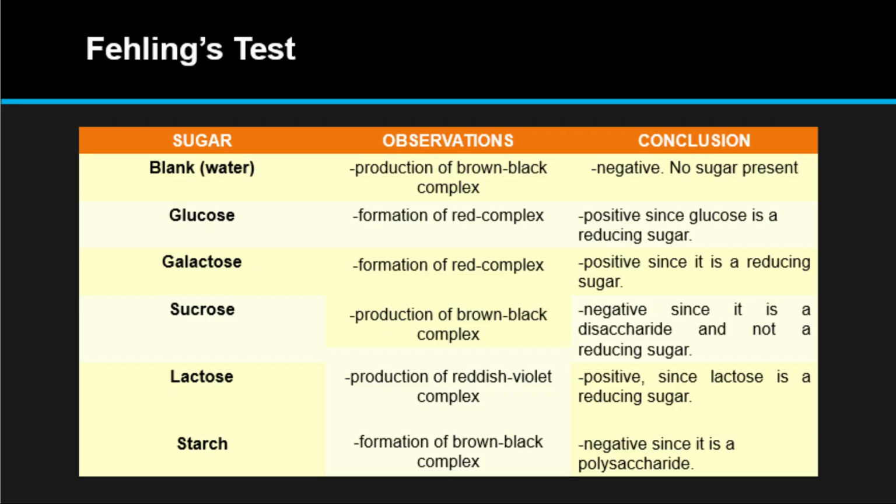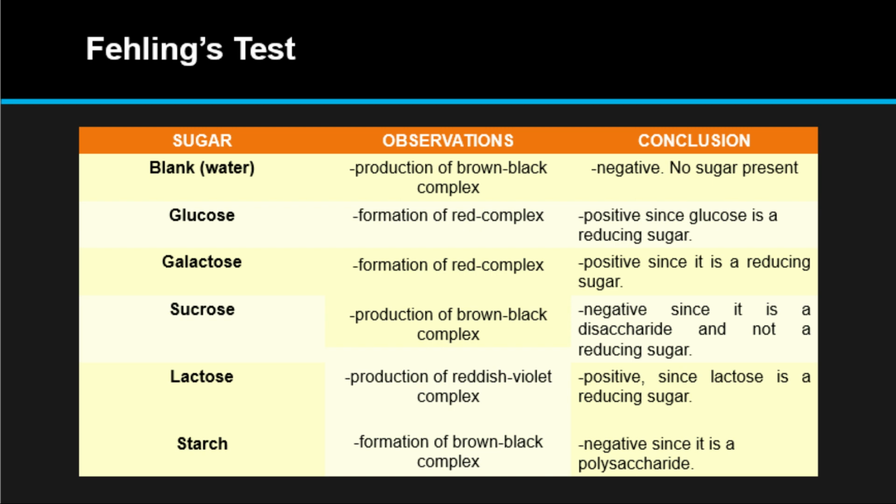Again, here are the results for Fehling's test. Water, blank, negative. Glucose, positive, since glucose is a reducing sugar. Galactose yields a positive result too because it's a reducing sugar. Sucrose, negative, because it is a disaccharide. Lactose, positive, since lactose is a reducing sugar.